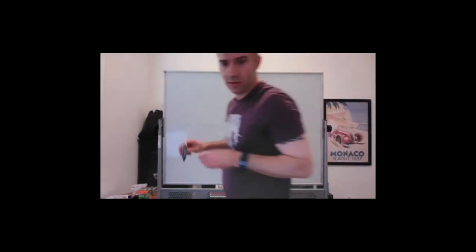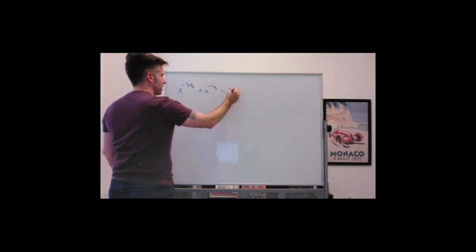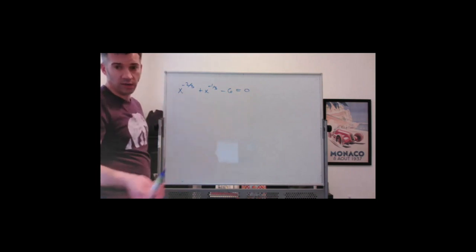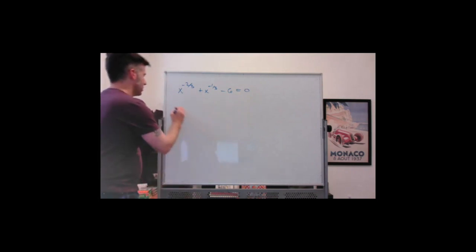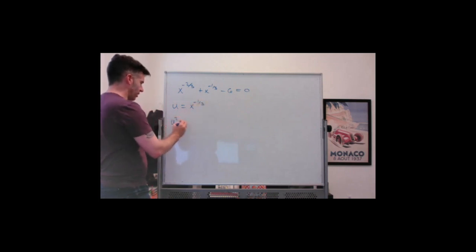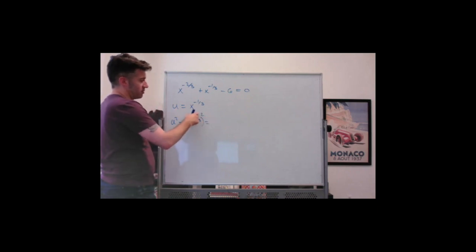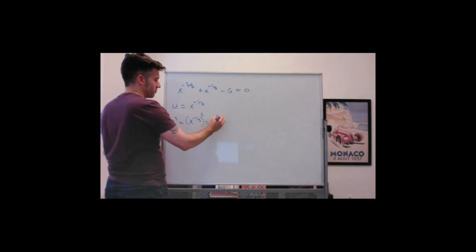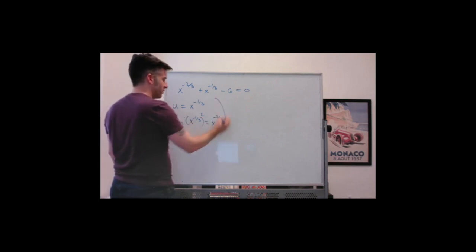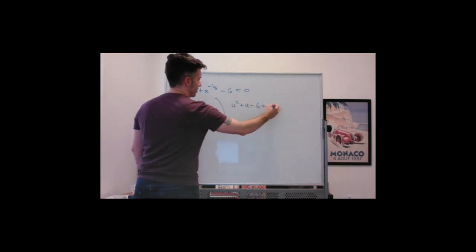All right, let's do the next one. x to the negative 2/3 plus x to the negative 1/3 minus 6 equals 0. This one I will do the other way, the u substitution way. So I'm going to let u equal x to the negative 1/3. U squared is going to be x to the negative 1/3 squared, and negative 1/3 times 2 is negative 2/3. So I end up with u squared plus u minus 6 equal to 0.